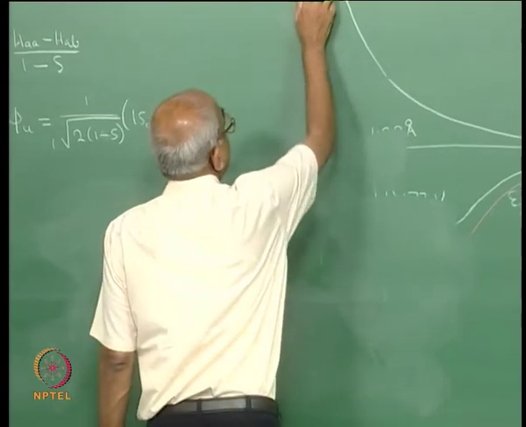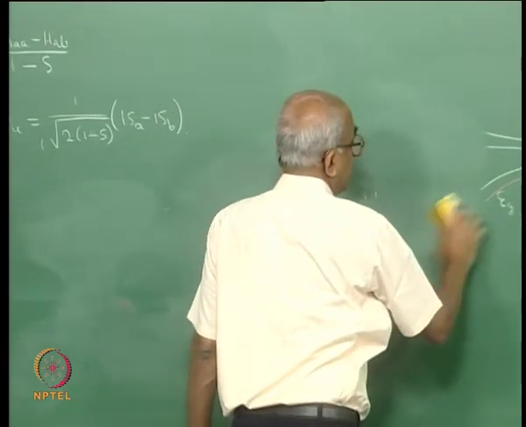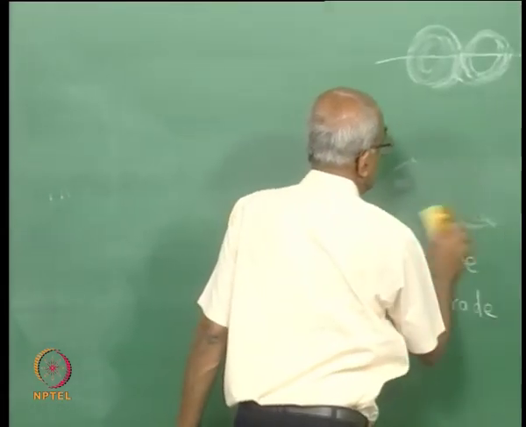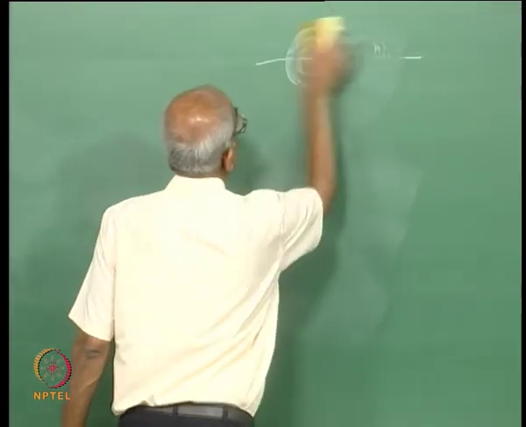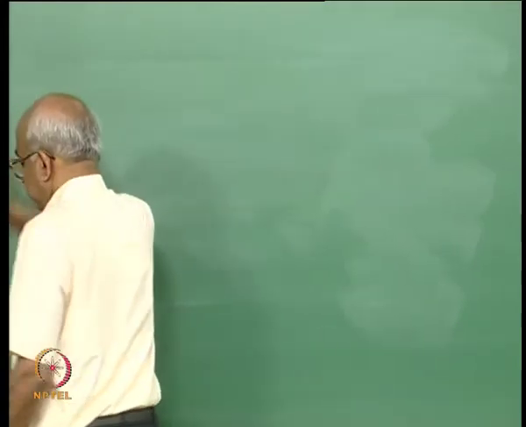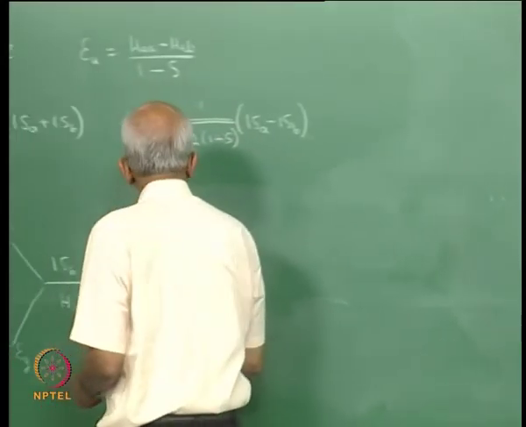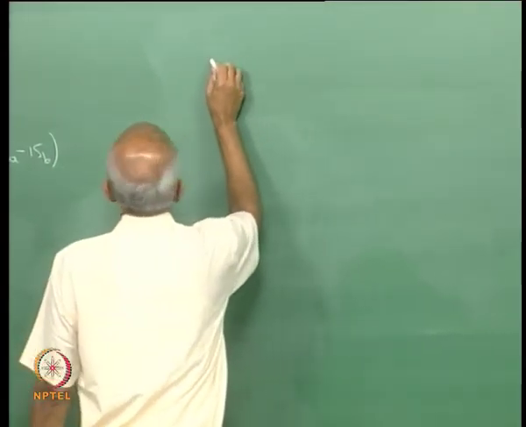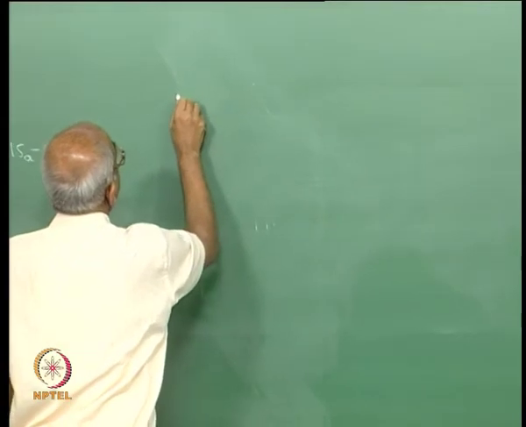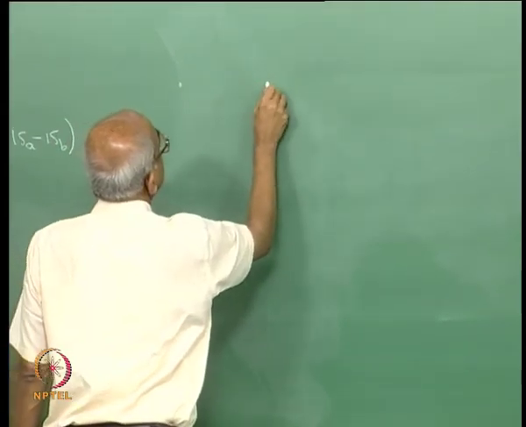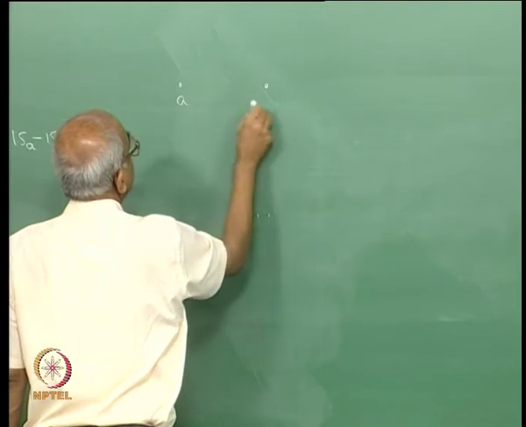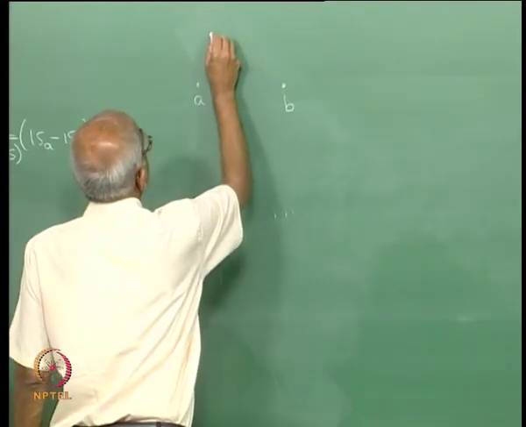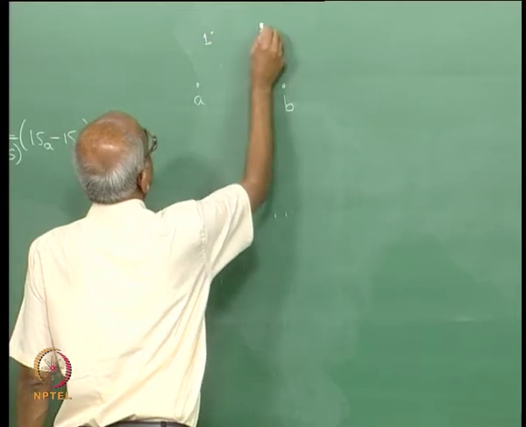So, as usual, we will start with the Hamiltonian for the H2 molecule. In the case of the H2 molecule, you have two nuclei, which we will call A and B, and you have two electrons: electron 1, electron 2.